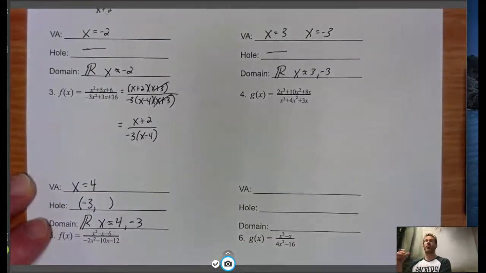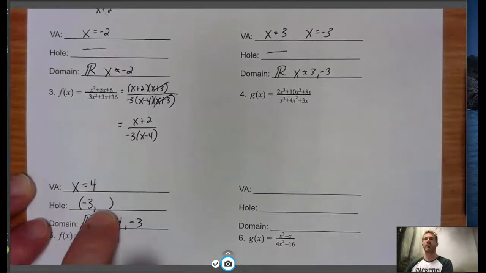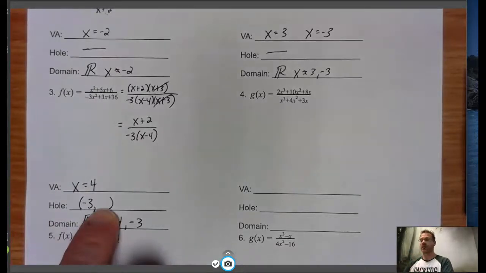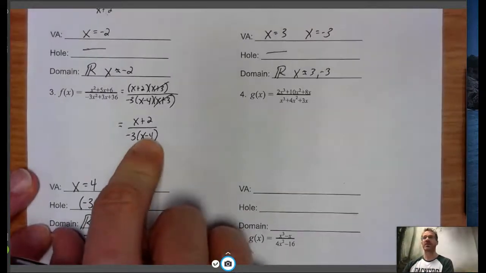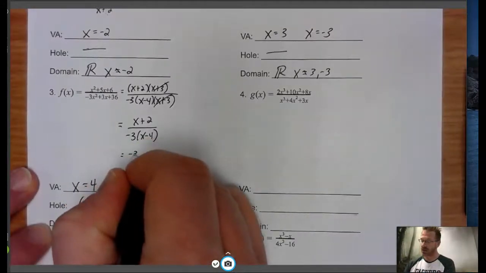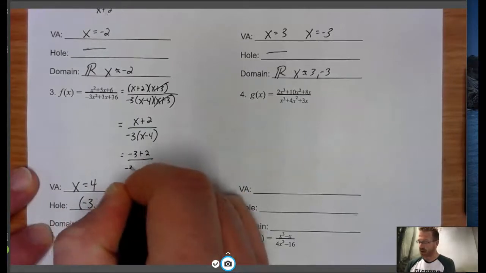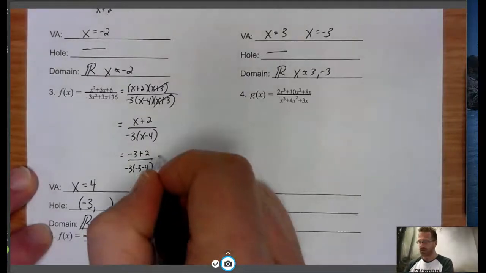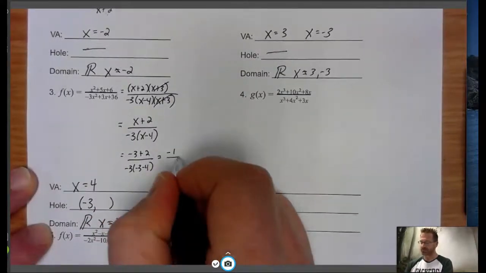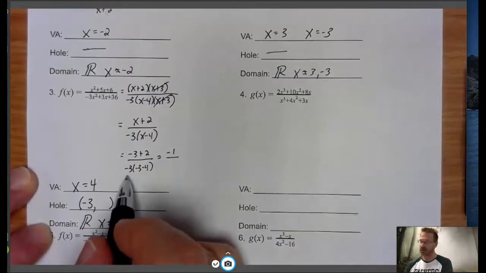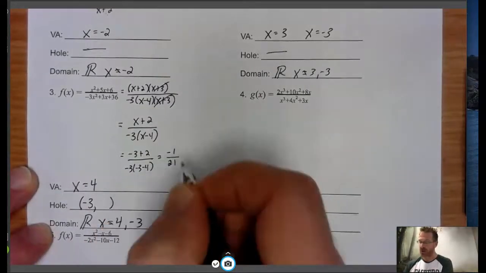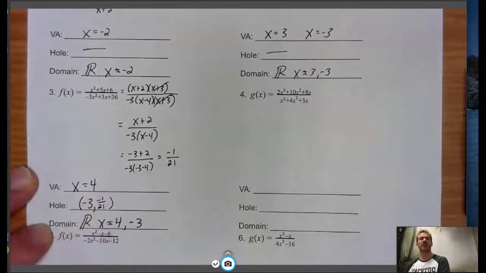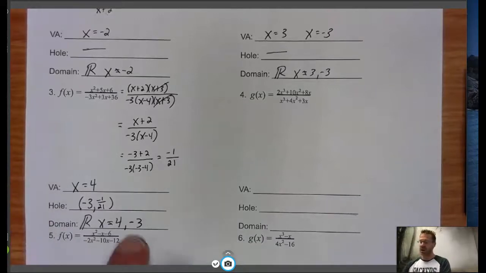Now the rest of the problem is we have to figure out what y coordinate we should have had. So what I want to do is plug negative 3 into this. Negative 3 plus 2 over negative 3 times negative 3 minus 4. I want to see what value I would have gotten. Negative 3 plus 2 is negative 1, and that's going to be negative 3 times negative 7, which would have been a positive 21. So it looks like we should have had the point negative 3, negative 1/21. But we know we had to throw that value out. So that is where the hole would be.